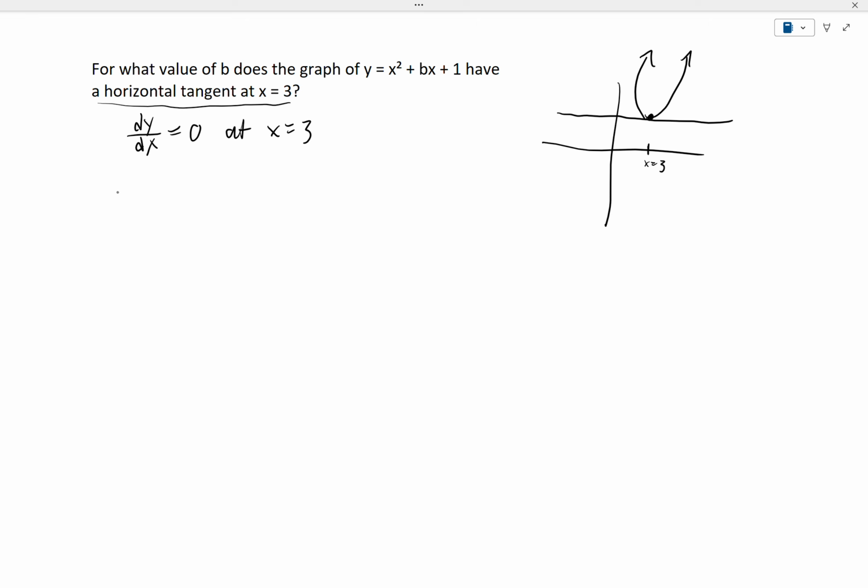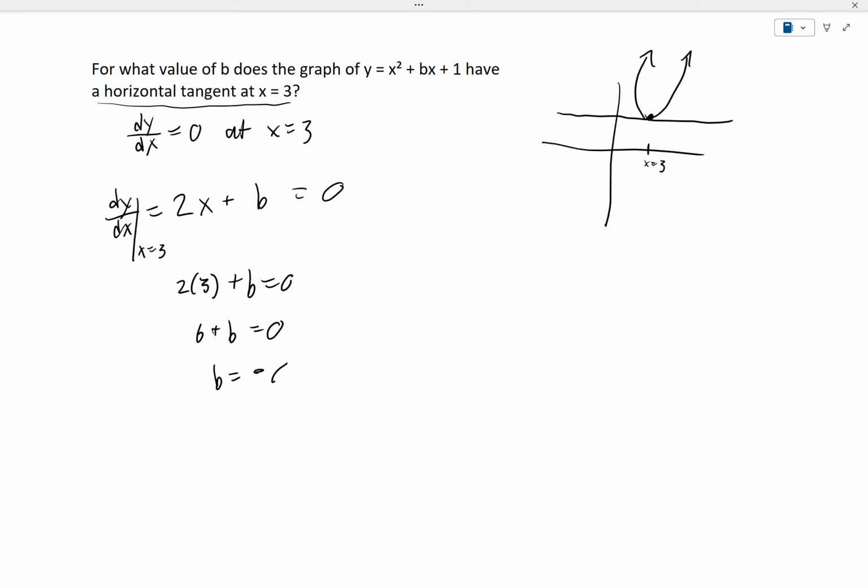So what is dy/dx? Okay, well, I'm going to take the derivative of this up here. So dy/dx is equal to power out front, 1 smaller on the power, power out front, 1 smaller on the power, and that's the whole derivative right there. So now we're going to do this evaluated at x equals 3 and set that equal to 0. Okay, so I'm just going to plug in 3 for x, so 2 times 3 plus b is equal to 0. So 6 plus b is equal to 0. So b is equal to negative 6.